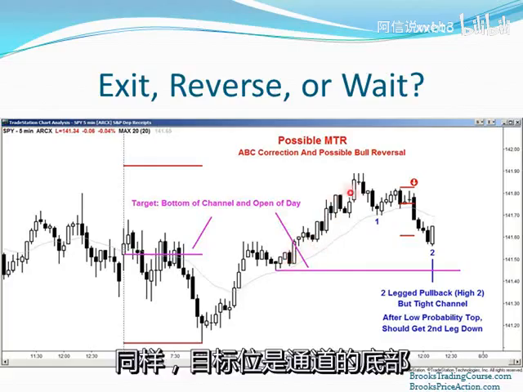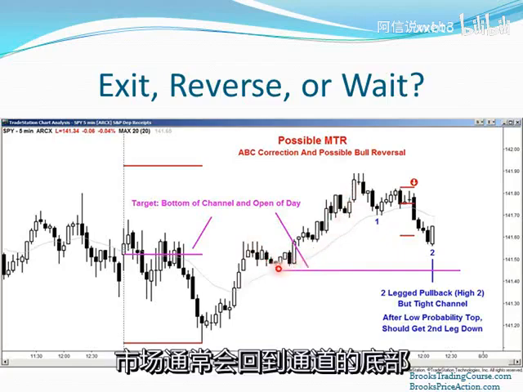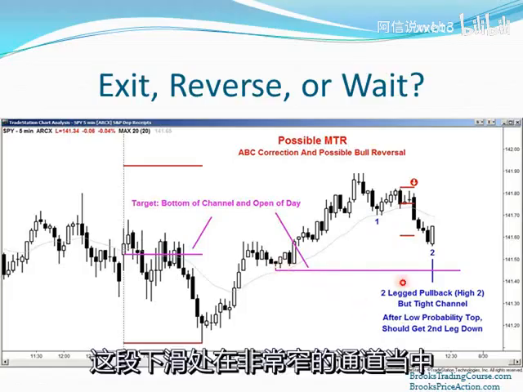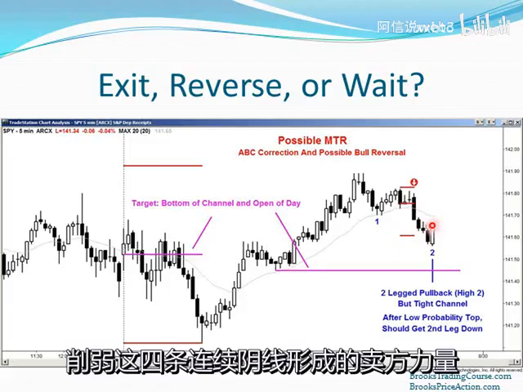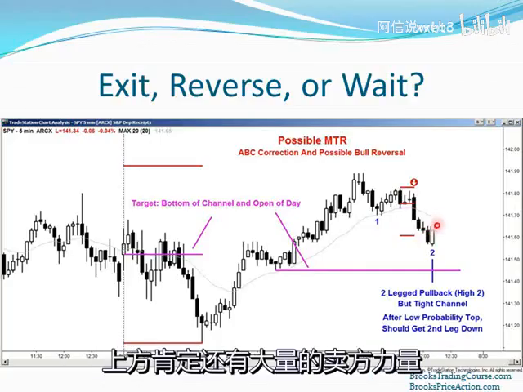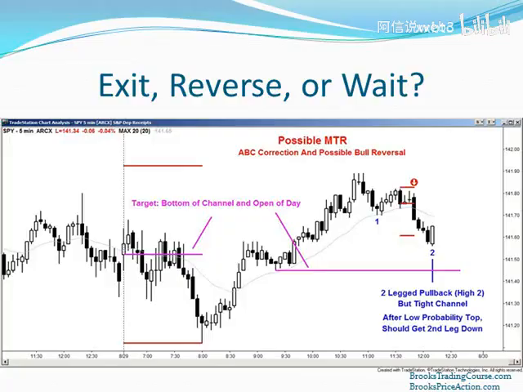Again, the target is the bottom of the channel, right? We have a spike in a channel, and the market oftentimes comes back down to the bottom of the channel. Okay, this sell-off here is in such a tight channel that this bull reversal bar to me is not enough to erase the bearishness of this 4-bar bear spike. So probably sellers above, and we should get one more leg down.